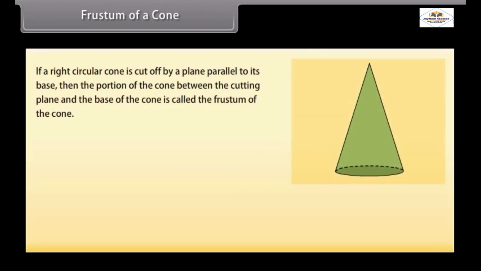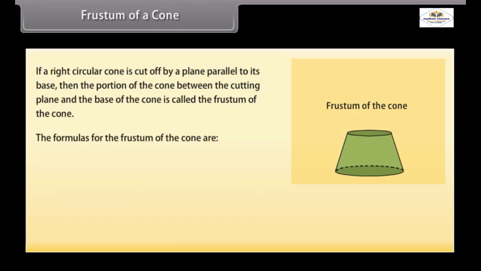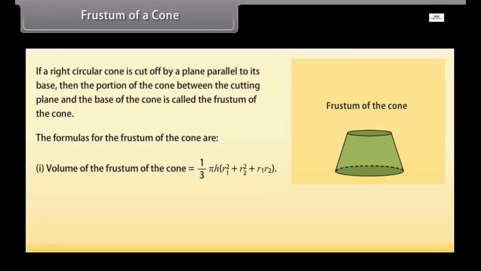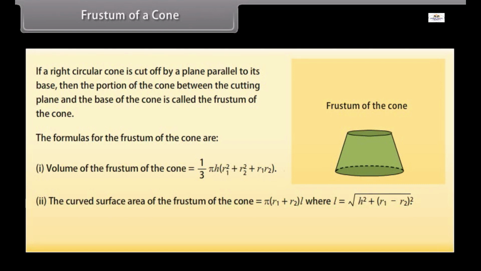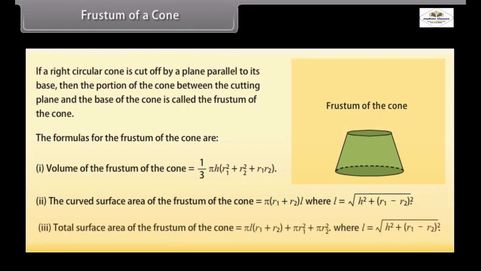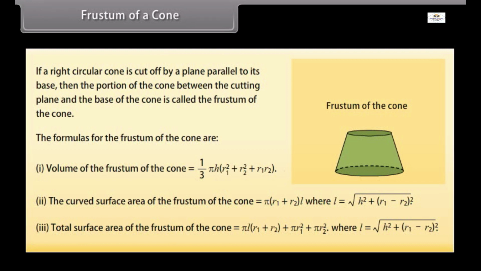Frustum of a cone. If a right circular cone is cut off by a plane parallel to its base, then the portion of the cone between the cutting plane and the base of the cone is called the frustum of the cone. The formulae for the frustum of the cone are given below. We will find the volume and the surface area of the frustum of the cone using these formulas in the next screen.